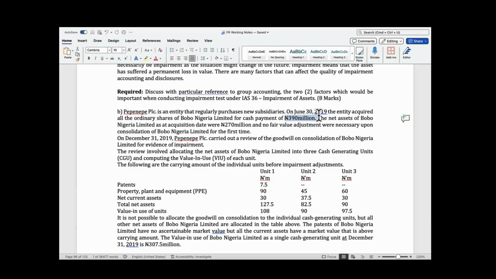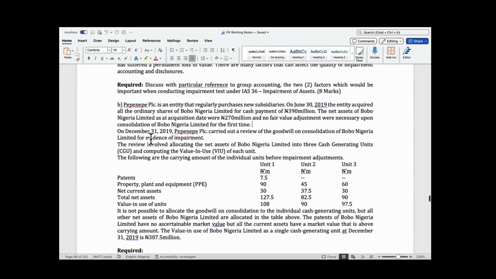Now it states that the net assets of Bobo Nigeria Limited as at acquisition date were 270 million, and no fair value adjustments were necessary upon consolidation of Bobo Nigeria Limited for the first time. Okay, so the company we bought, the net asset is 270 and we paid 390. That means the goodwill is the difference, which is around 120 million, as the goodwill. So, and no fair value adjustment necessary.